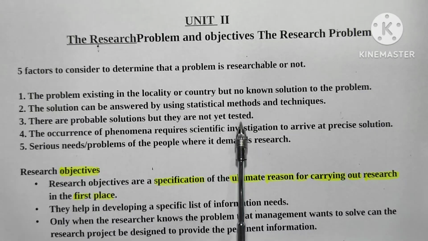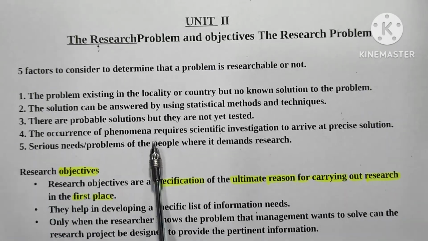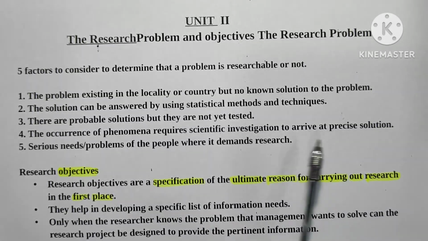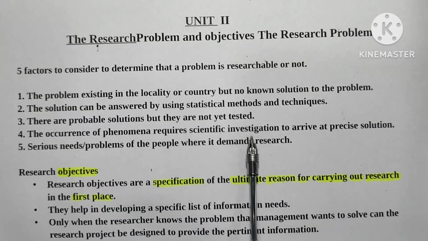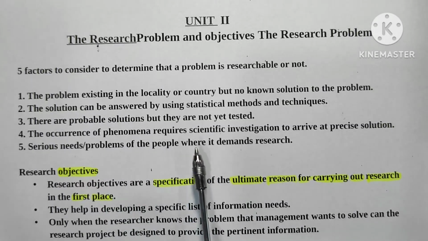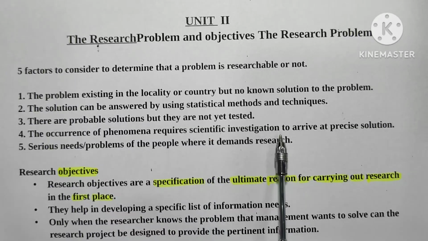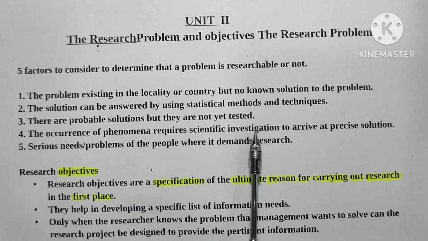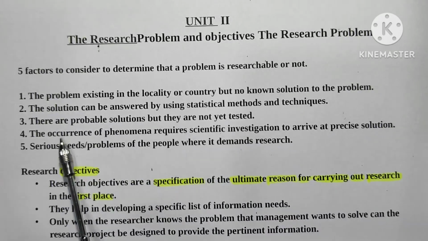That kind of problem also you can select, and you can test the solutions, whether they are the right one or not. The fourth factor is the occurrence of phenomena that requires scientific investigation to arrive at a precise solution. That requires a one-by-one, stepwise, systematic investigation process to arrive at a precise solution. For that purpose also, to prove it scientifically, you can take that problem and do research.